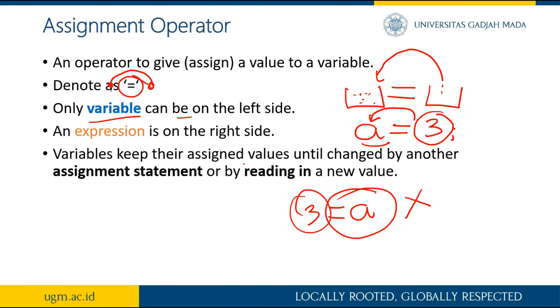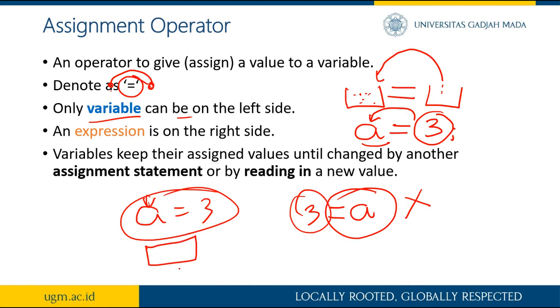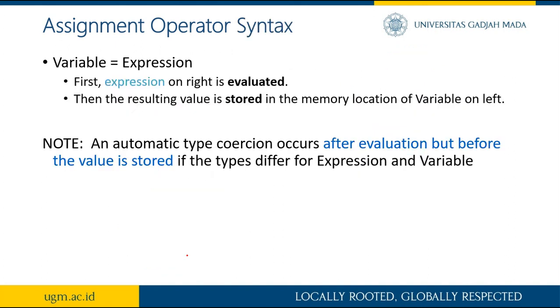And then the variables keep their assigned value until changed by another assignment statement or by reading a new value. So if a equals 3, then it will be saved in a, in the memory called a. So we store this 3 value. Next, a variable is like an expression too. So the expression on the right is evaluated, then the result is stored in the memory.